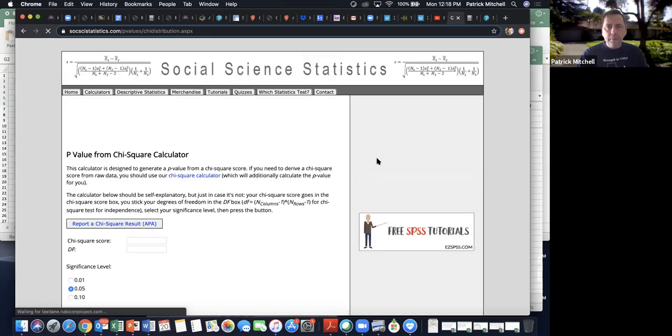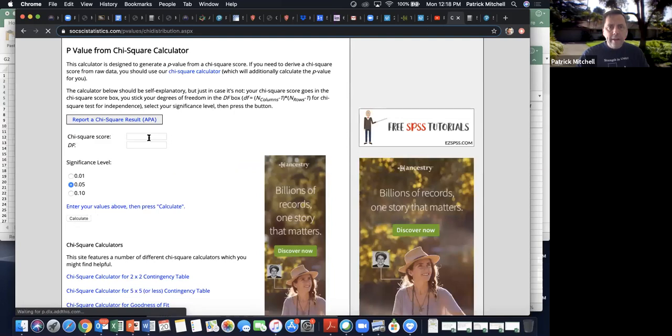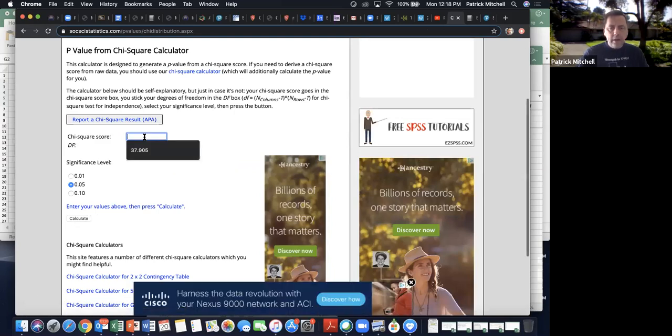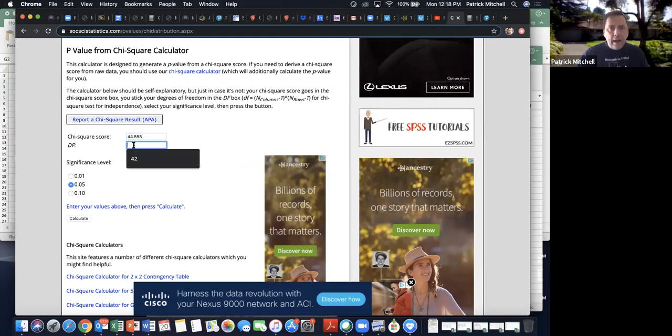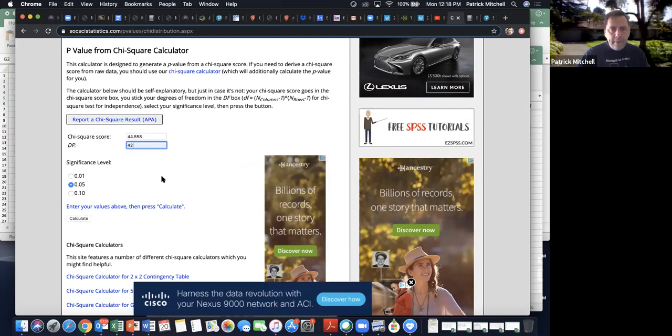Now I need to explain to you though what this result is going to mean. So I'm going to enter our chi-square score, and you know what? I'm going to put in the unrounded value 44.5578. Oh, never mind, it won't let me do that. And there would be 42 degrees of freedom. You can see I was playing with this already.